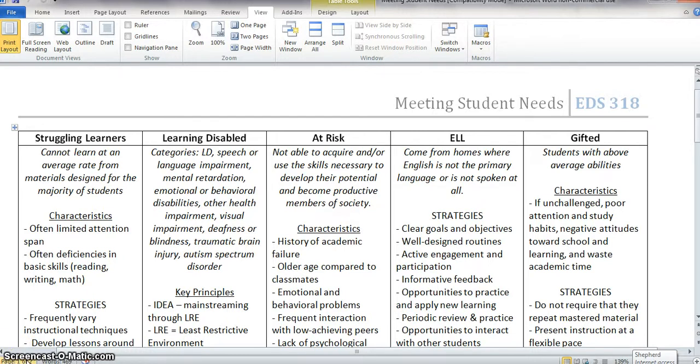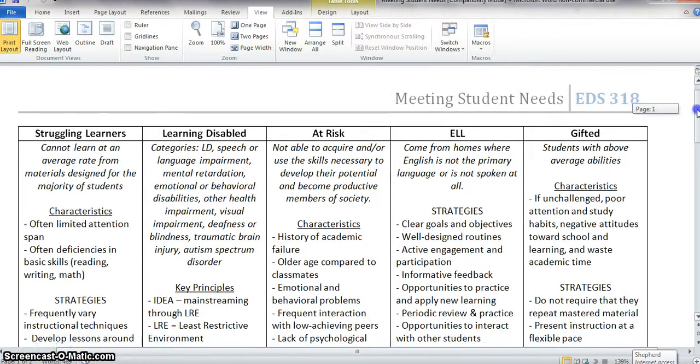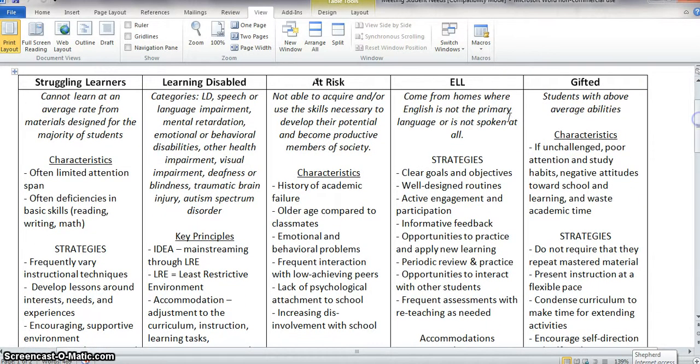All right, we're going to be talking about 5 different general categories. These categories describe groups of students and needs that they may have, and for each category, we'll talk about a definition, some of their characteristics, and then also strategies for meeting their needs in the classroom. So we'll be looking at this chart and I'll be scrolling up and down on this document as I go. So the 5 categories are along the top. We have struggling learners, learning disabled, at risk, ELL or English language learners, and gifted students.